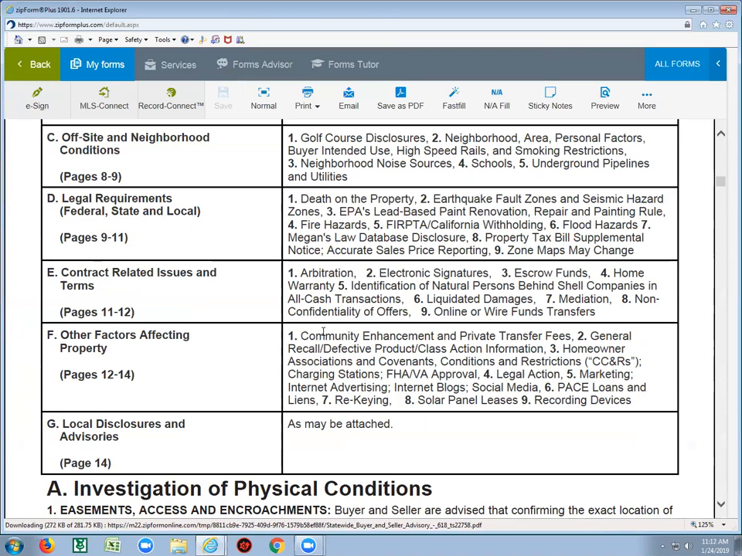7, Megan's Law database disclosure. What's a Megan's Law database? Try to refresh your memory. Come on. What's the Megan's Law? You know? Anybody? Sex offender. Okay? Sexual offender, sexual harassment, criminal.